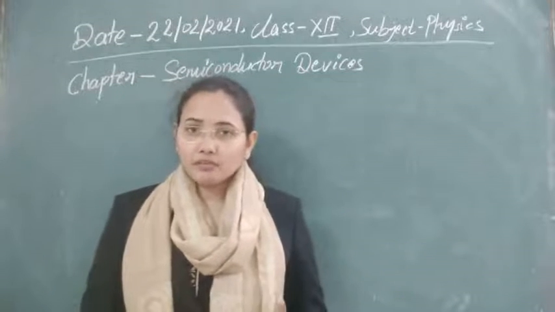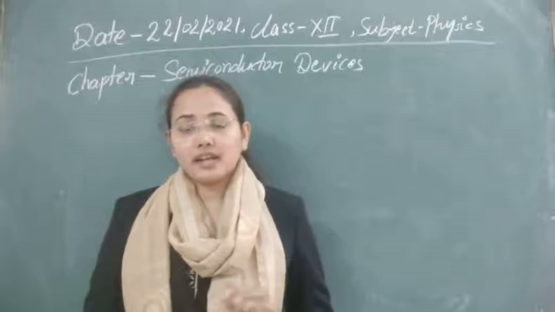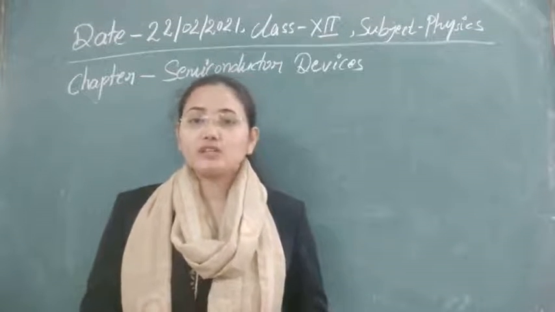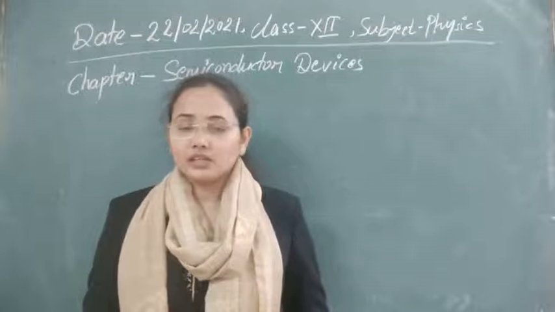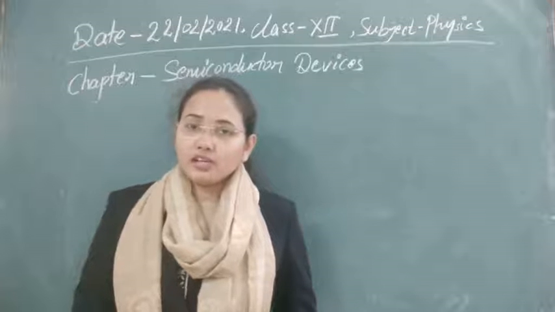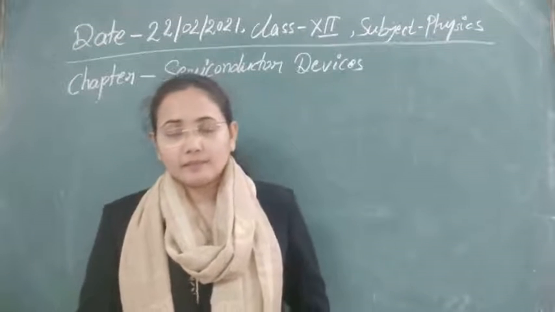One conceptual question that was asked is why we prefer gallium arsenide and silicon over germanium to make solar cells. I think it is now clear why we do so, and why we use these types of materials.